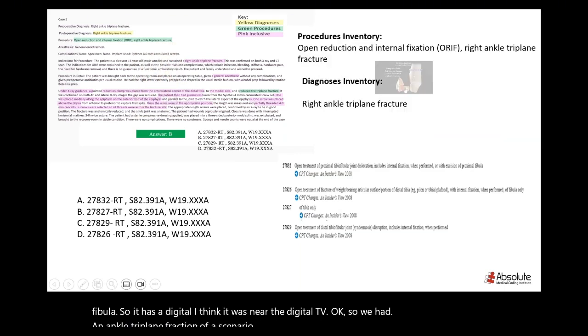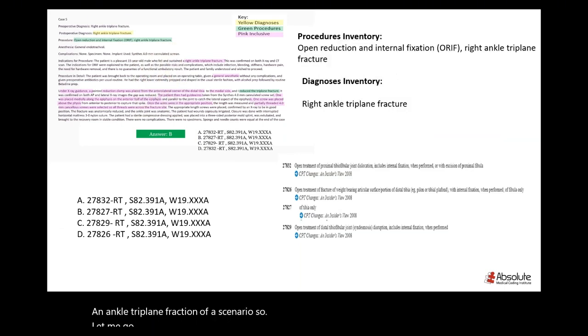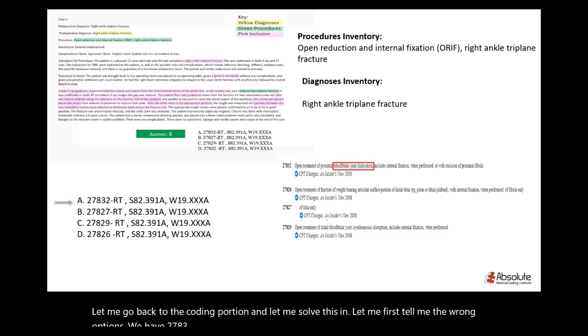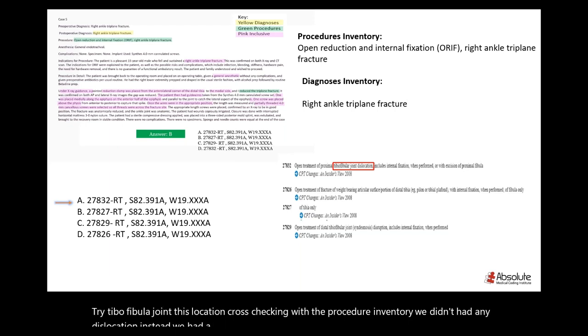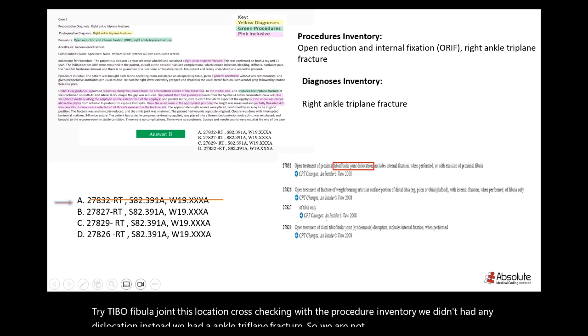So let me go back to the coding portion and let me first eliminate the wrong options. We have 27832, which is coding for open treatment of proximal tibiofibular joint dislocation. Cross-checking with the procedure inventory, we didn't have any dislocation. Instead, we had an ankle triplane fracture. So we are not coding for a dislocation here. Straight away, option A is incorrect.